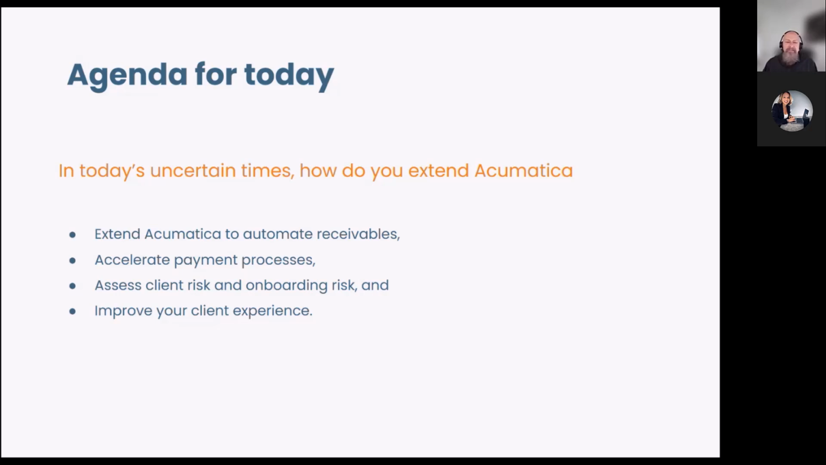So how do we extend Acumatica to make your life easier? How do we automate your receivables? How do we accelerate payments? How do we look at the risk of your clients? Just because someone's been with you for 10 years doesn't mean that they're a good client in terms of being able to pay today. And how do you improve your client experience with this process as well?